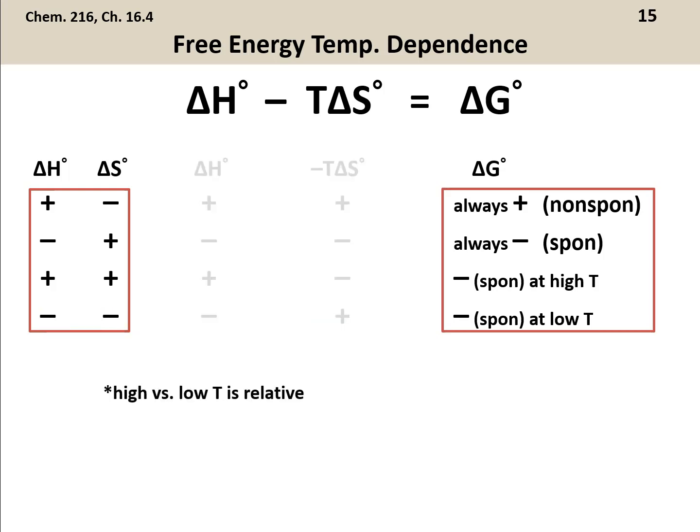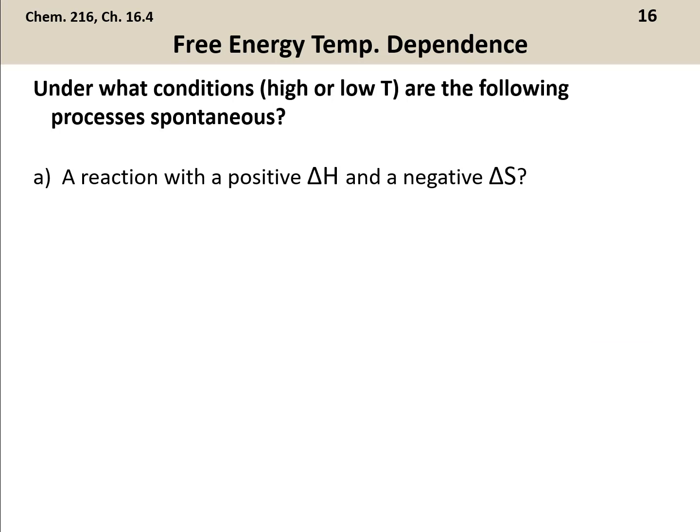Okay, so we can kind of just look at this and we can say, all right, based on delta H and delta S sign, we can figure out delta G. Okay? Now, I say here just high temperature and low temperature, and that's really relative. It depends on how big delta S and delta H are, right? So some reactions, what I call the high temperature, may not even be that high. Okay. All right, so let's do some examples. So we're asked, under what conditions, high or low temperature, are the following processes spontaneous? Okay.